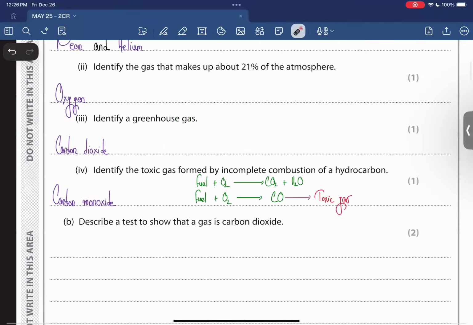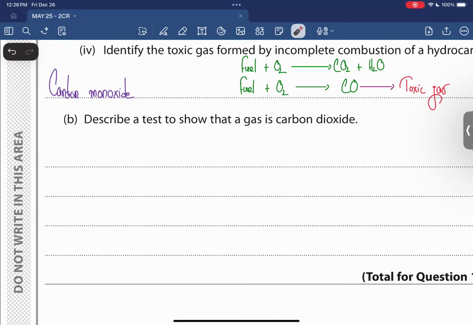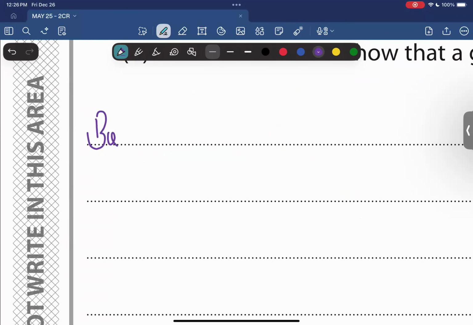Describe a test to show that the gas is carbon dioxide. This is a very common test. What you have to do is bubble that gas through lime water.